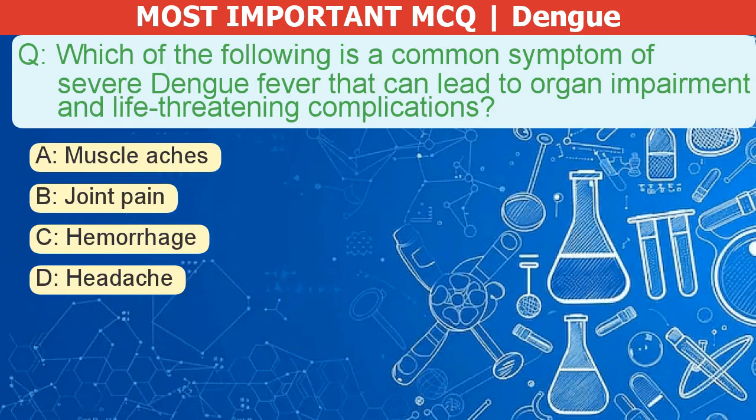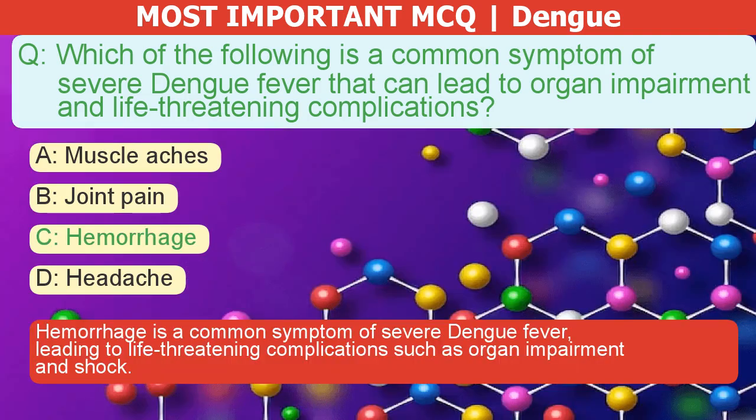Which of the following is a common symptom of severe dengue fever that can lead to organ impairment and life-threatening complications? A. Muscle aches. B. Joint pain. C. Hemorrhage. D. Headache. The correct answer is C. Hemorrhage is a common symptom of severe dengue fever, leading to life-threatening complications such as organ impairment and shock.